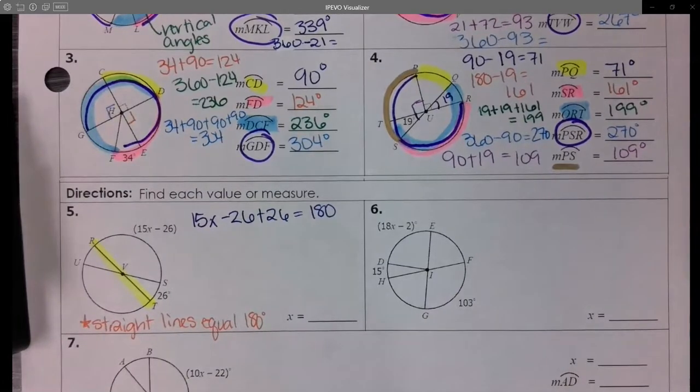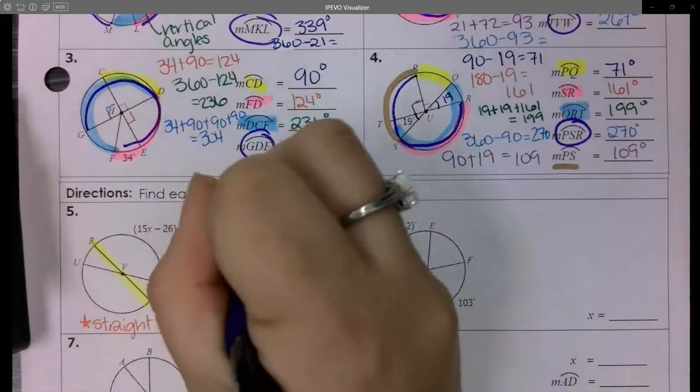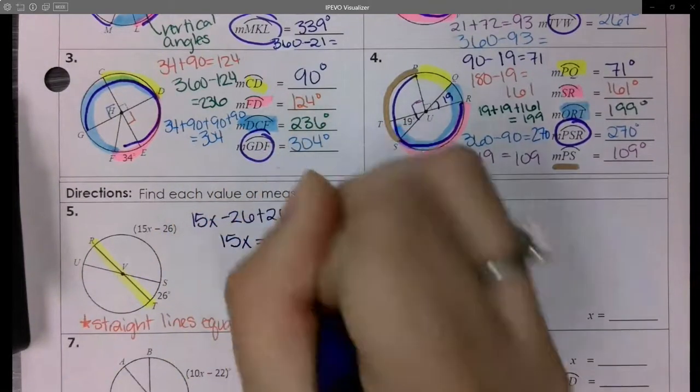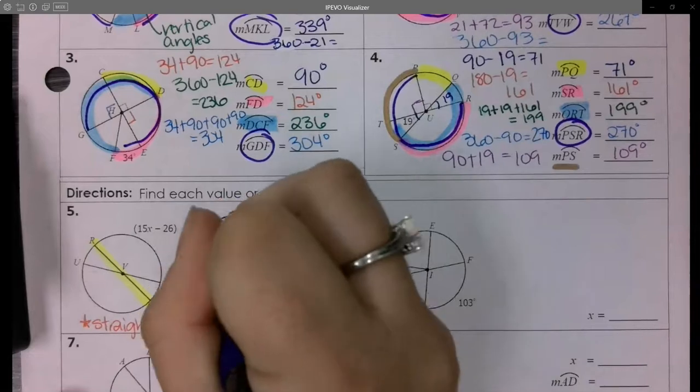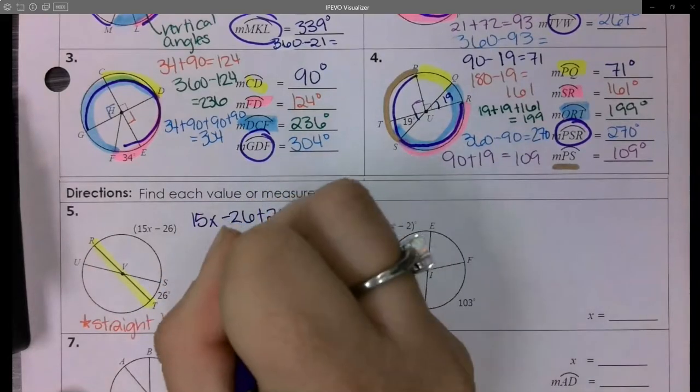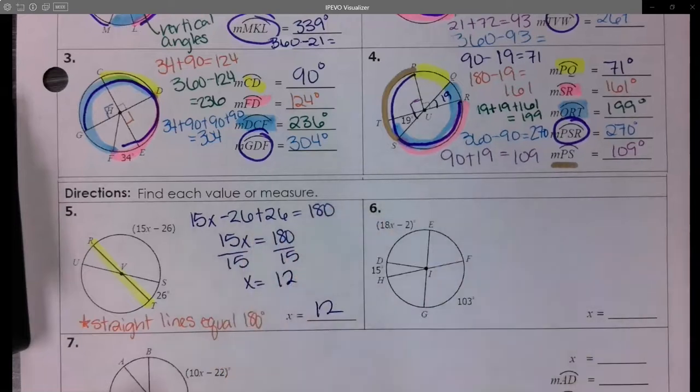Okay. Then I want to combine like terms on my left side. So negative 26 plus 26 cancels out, and I just have the 15x. Then I want to go ahead and divide out my 15 on both sides. What was that? 12. So my answer here is 12.